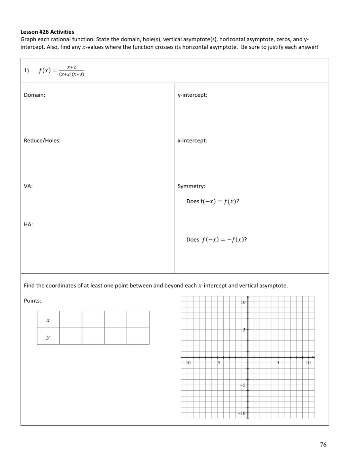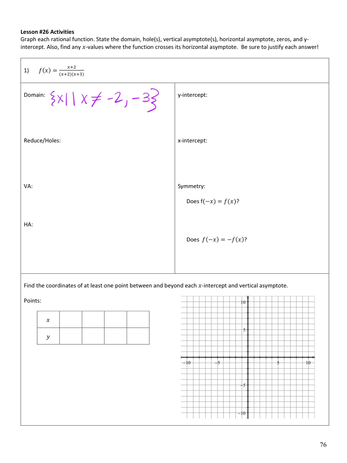Okay, so domain is all x values except for any that would make the denominator 0. So the denominator would be 0 at -2 and -3. So the domain is the set of all x's such that x is not -2 or -3. So both of those are excluded from the domain.